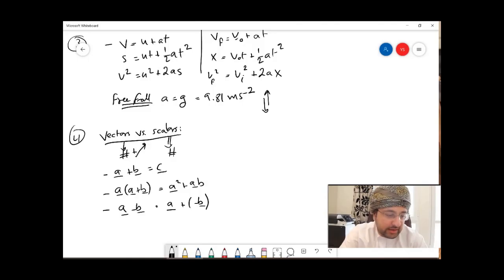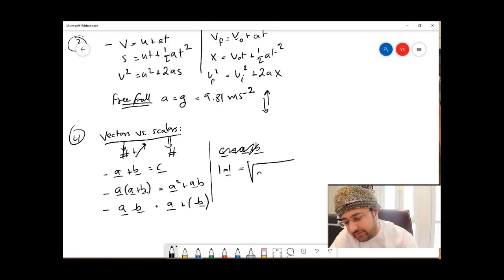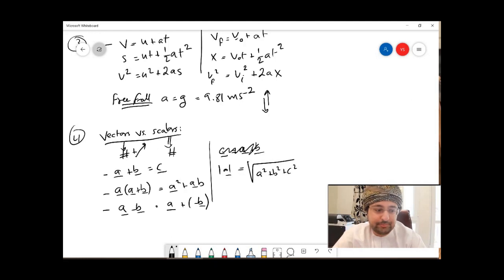Then we came to the idea of the modulus of a vector. So we said if a vector C is equal to A plus B, okay, then actually scratch that, this might be confusing slightly. We said that the modulus of A is equal to, where A is some vector, first component squared plus second component squared plus third component squared, and then all square rooted.